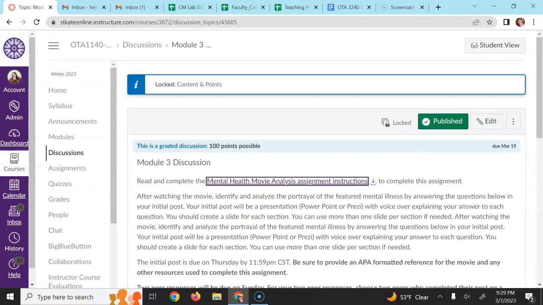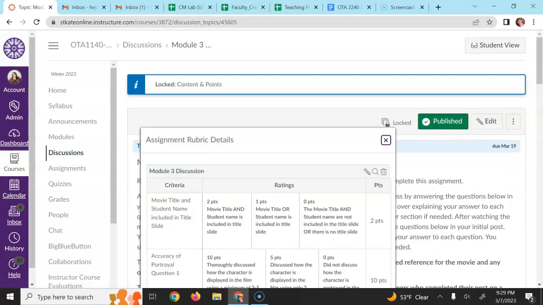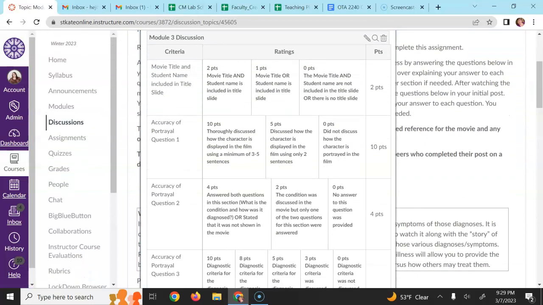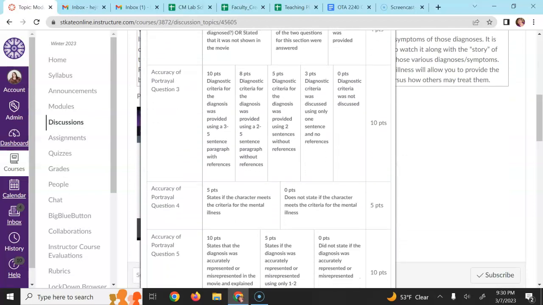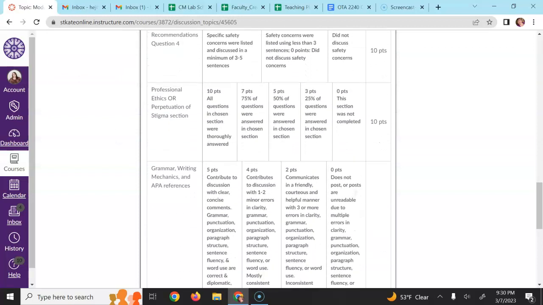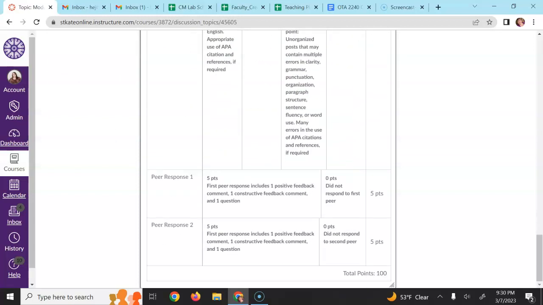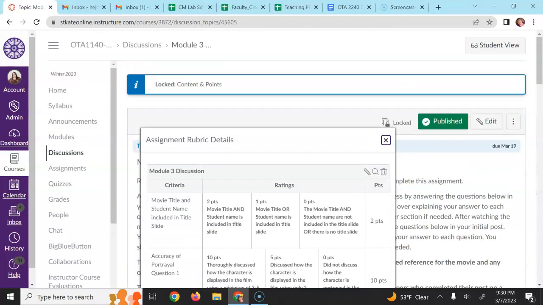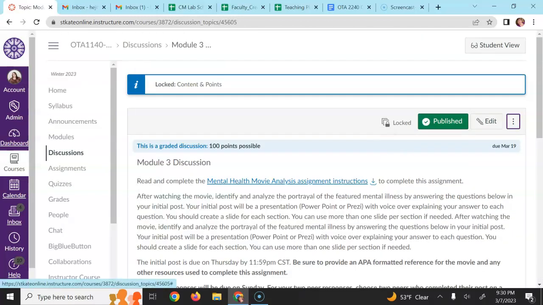And then your rubric for this assignment will tell you exactly what we're looking for. Did you answer all the questions? Did you provide all the required information using the appropriate amount of sentences? All of that is right here in the rubric. It also tells you what you get for your peer responses. This discussion is also a little different in that it is not worth 20 points, it's worth 100 points. So this is an important assignment. If you have any questions about it or you are confused with the directions, please do not hesitate to reach out to me. I'm here to help.